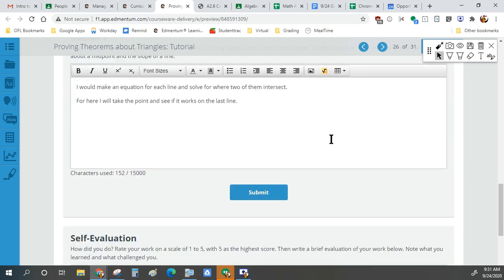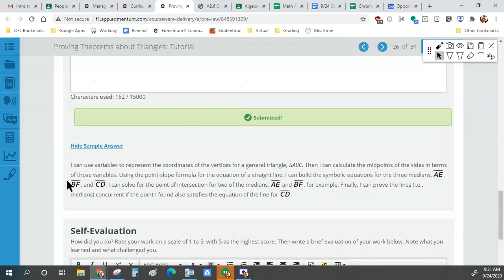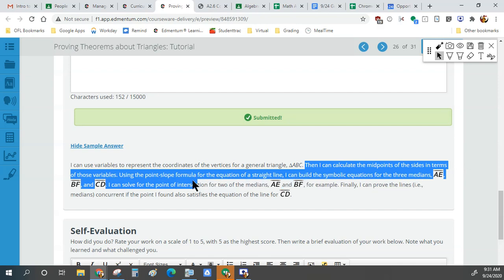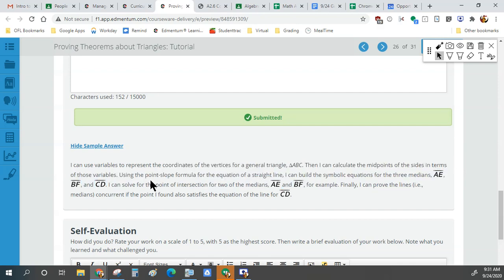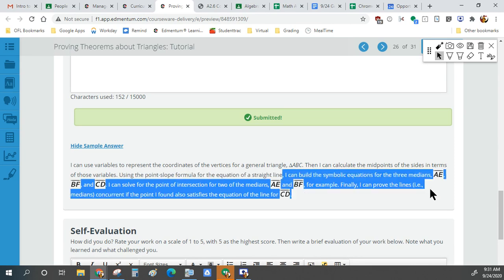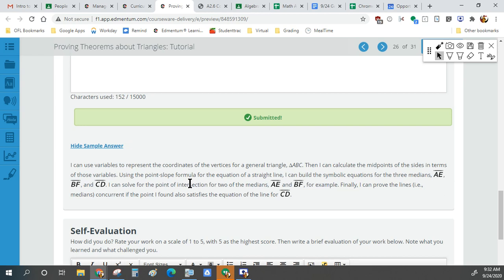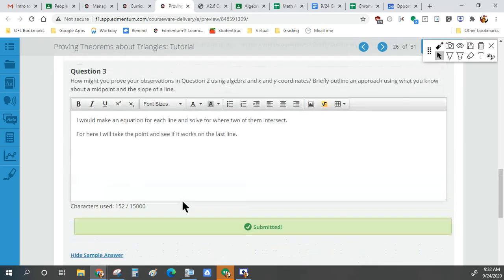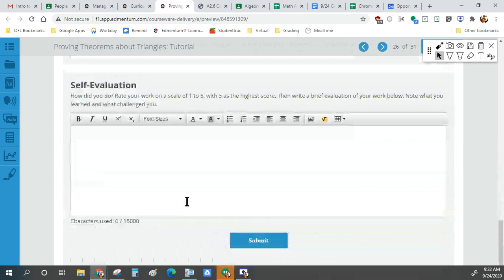I'm sure they're going to give a really long-winded explanation on what you should do. They're saying to calculate the midpoints. So they want us to calculate all of the midpoints, use the point-slope formula, which I already did technically, and build the medians. Then solve where two of them intersect. Finally, I can prove that the lines are concurrent, meaning that they intersect at the same spot, by seeing if it works on the last line. So that's all I said. They just used bigger words and were more exact.